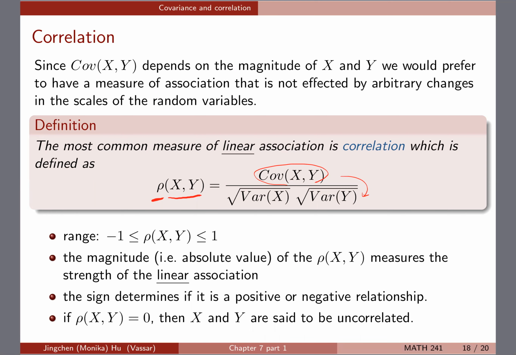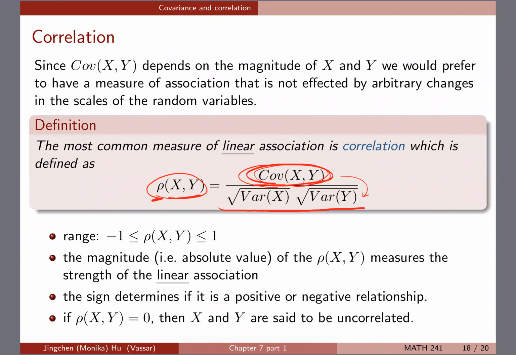A few things here. The correlation is always bounded below by -1 and bounded above by +1. The magnitude of rho, which is the absolute value, measures the strength of the linear association. The closer the absolute value is to 1, the stronger the association, and the closer it is to 0, the weaker the association. The sign of rho determines if it's a positive or negative relationship. And as you can see, because the denominator is always non-negative, the sign of rho depends on the sign of the covariance.